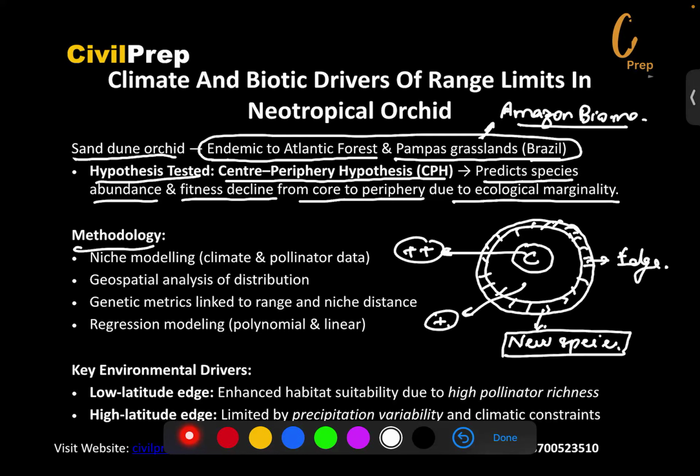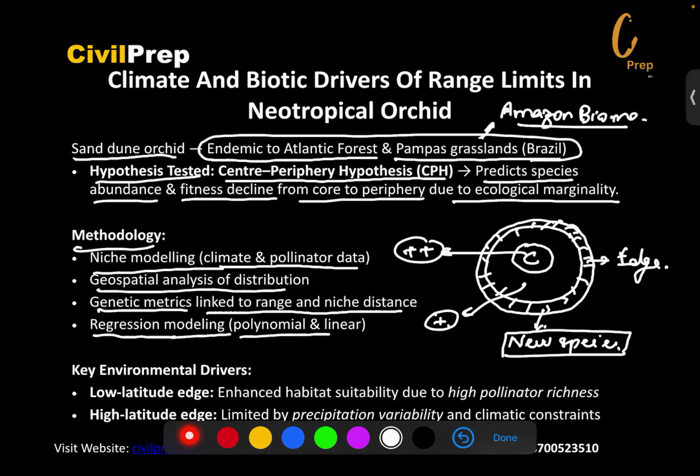Now, the methodology here: we'll be seeing niche modeling, that is climate and pollinator data, geospatial analysis and distribution, and genetic metrics linked to the range and niche distance. Regression modeling, that is polynomial and linear, has been used for the construction of the model here.